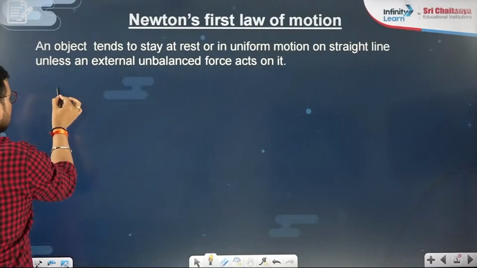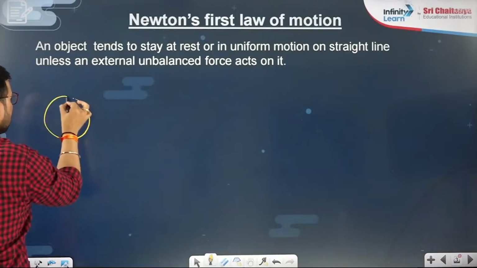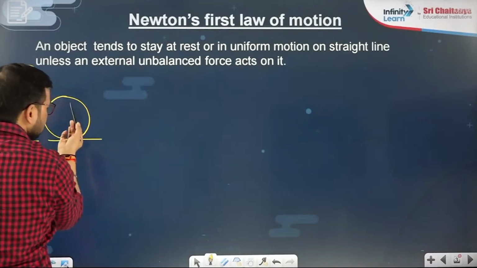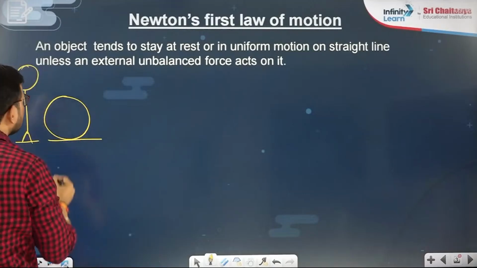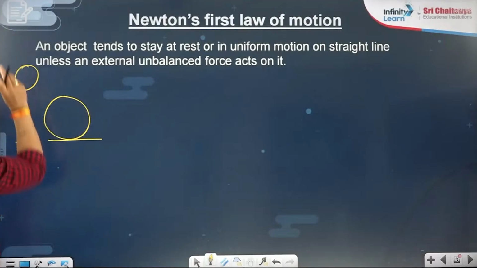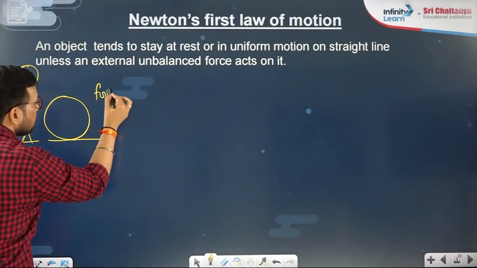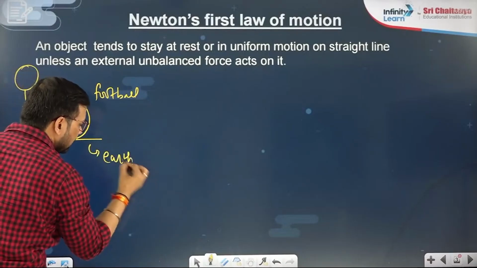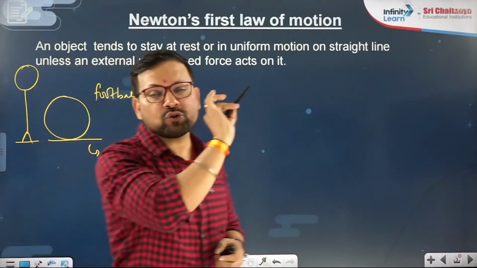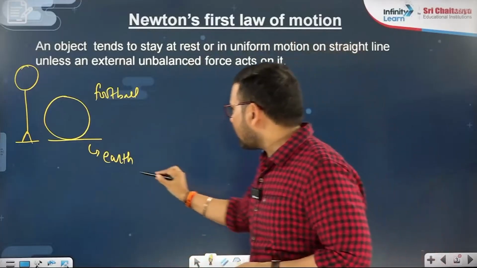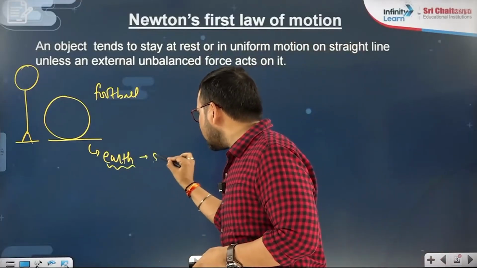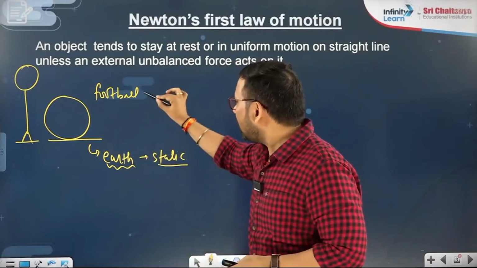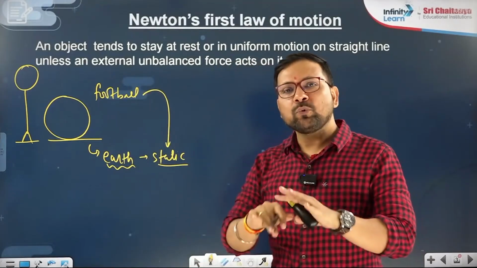We all know that if we have an object, like this is your football, you are standing here. This football is quite bigger in size, but just imagine it is smaller or your size is more here. It is placed on earth. Where is the football placed? Earth. What is the state of motion of the earth? Earth is static, at rest. And as of now, the football is also static. So both are at rest.